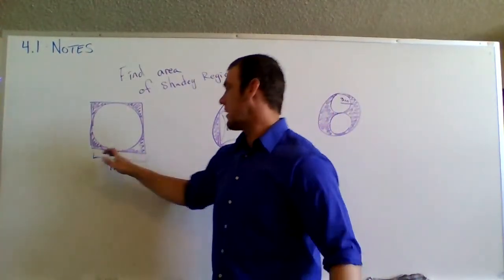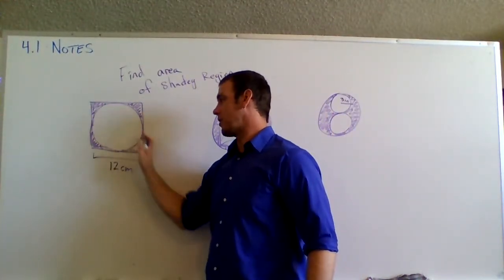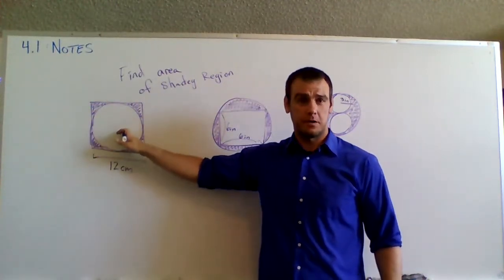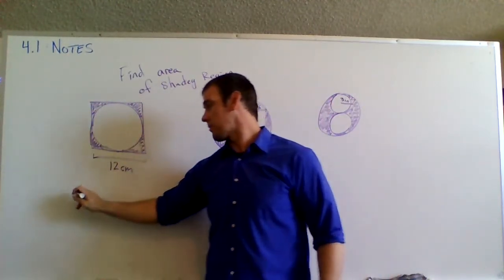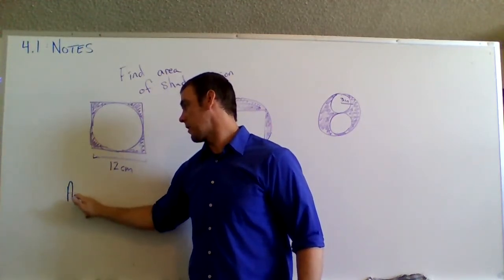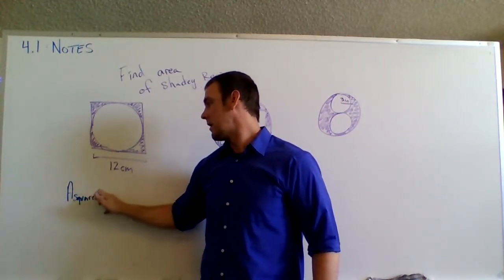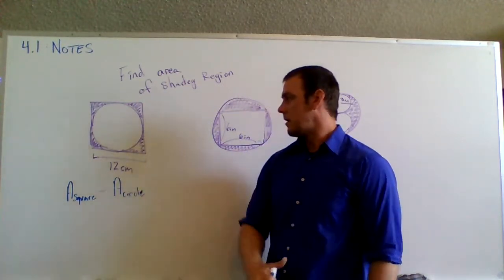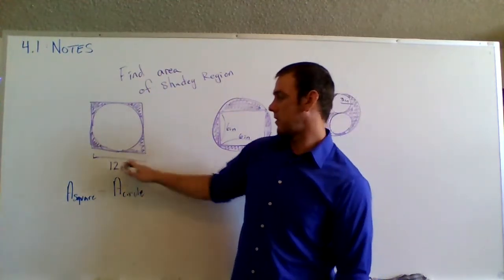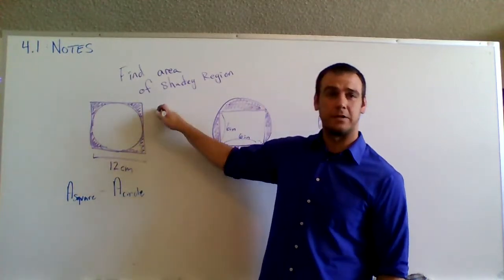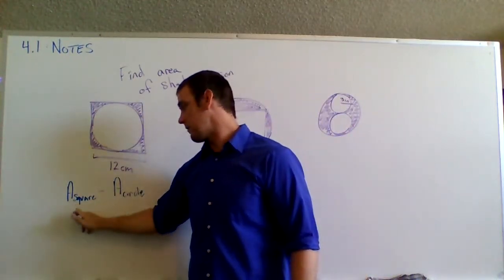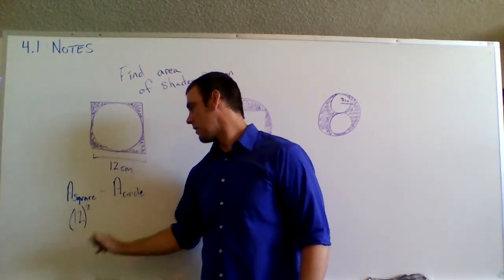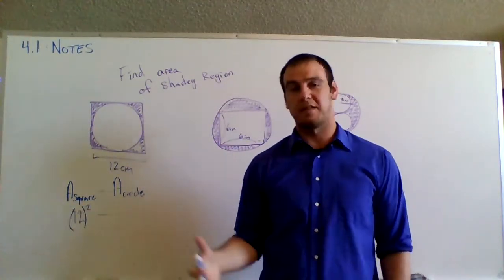So guys, if we want to find the shady region, what you want to do is find the area of your big shape and then subtract the area of your little shape. So in this problem, I want to find the area of a square, and I'm going to subtract the area of a circle. Now the square is easy because my base is 12, my height's 12. It's just going to be 12 squared.